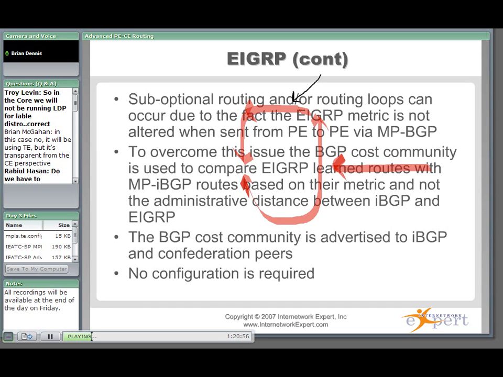So there's nothing happening here. But it can get kind of confusing if you don't know this feature exists, because you don't understand why R3 goes across the MPLS VPN when it has a perfectly good EIGRP route. Why would it choose IBGP when it has the EIGRP route? And it's because of this behavior. And this is done automatically behind the scenes for you.